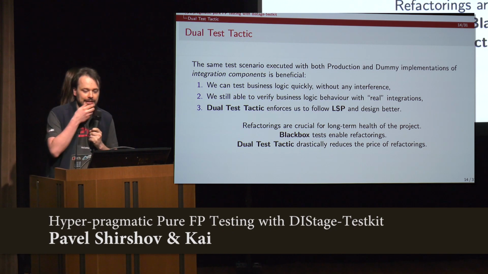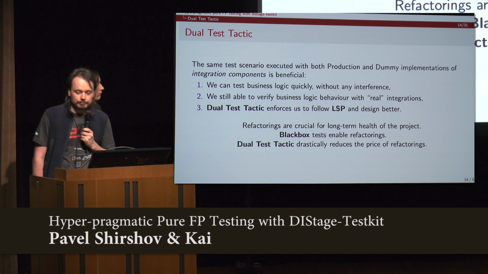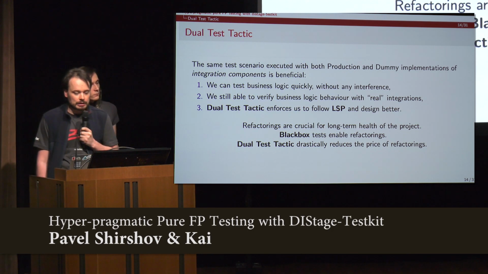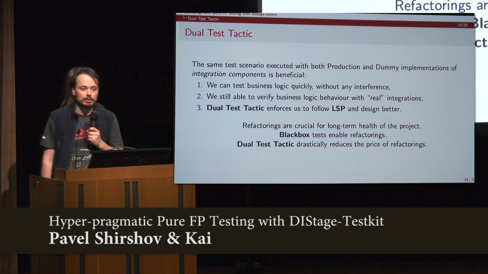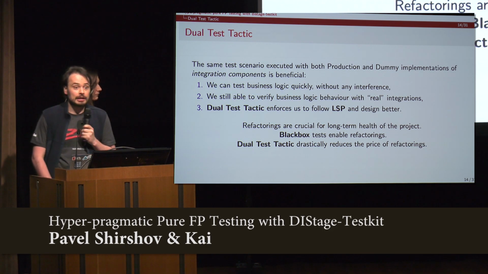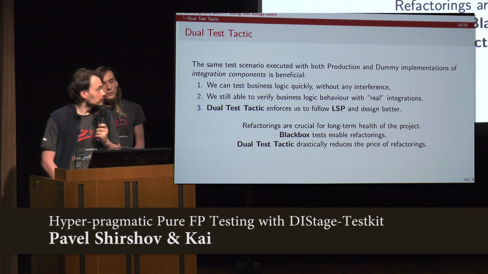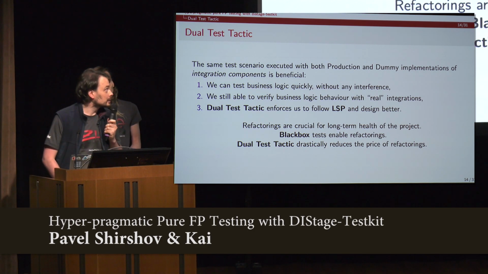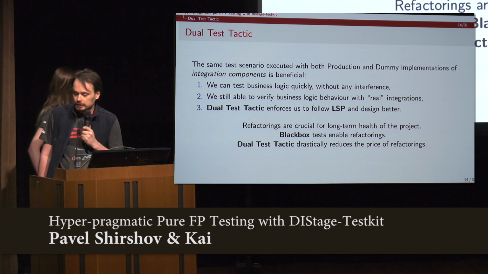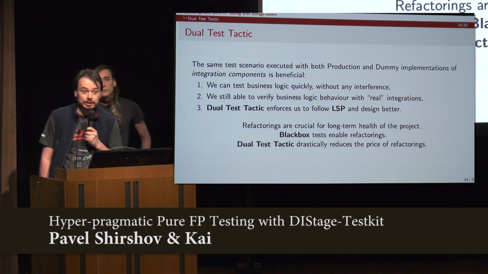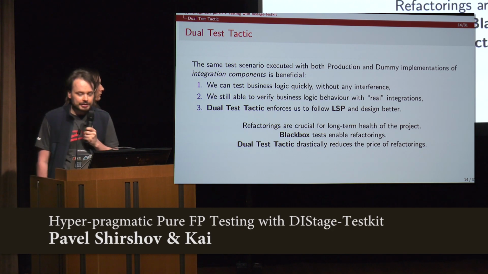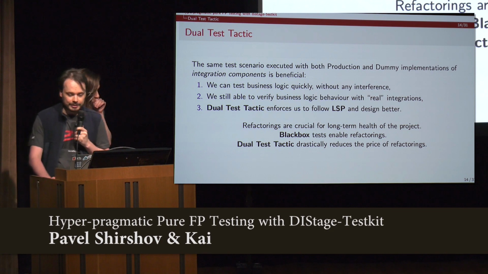So, in case we do it and in case we execute the same test scenario twice with both production and dummy implementations of its integration components, it may be beneficial for us because on one hand we may test business logic quickly without any potential interference, but on the other hand we still would be able to verify business logic behavior under real circumstances with real integration components. We call it the dual test tactic, and it's good for us and good for you because it enforces us to follow the Liskov substitution principle, and it enforces us to design better. So, I may say that refactorings are essential for the long-term health of our projects, and black box tests may enable refactorings, and the dual test tactic may drastically reduce the price of your refactorings.